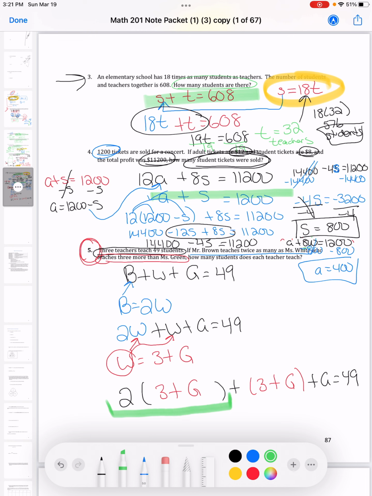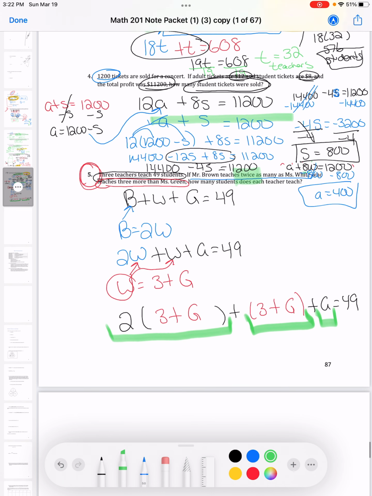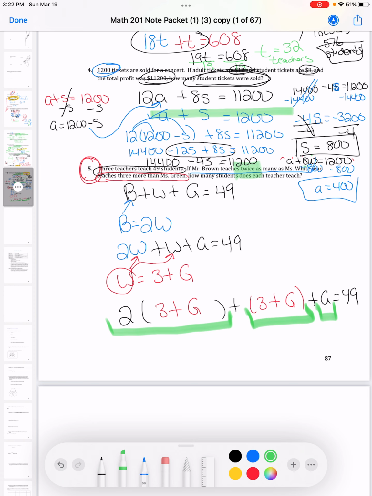So this was what originally was brown, white, and green. So that first term, the 2, is because it was double. He had twice as many. And then the plus 3 is because it was 3 more than Miss Green. The parentheses are really important for that first one because we have that double out front. They're not as important for the second one, so you don't have to have them there.